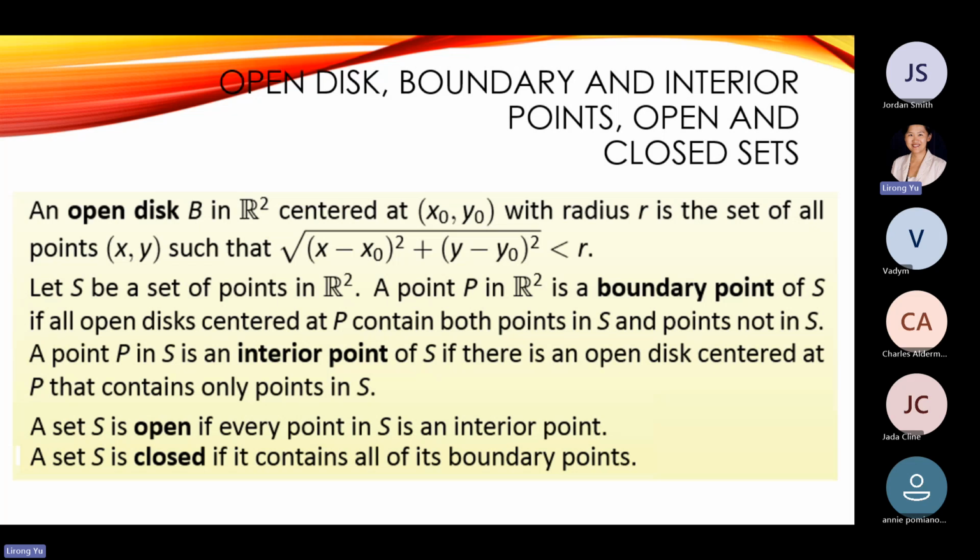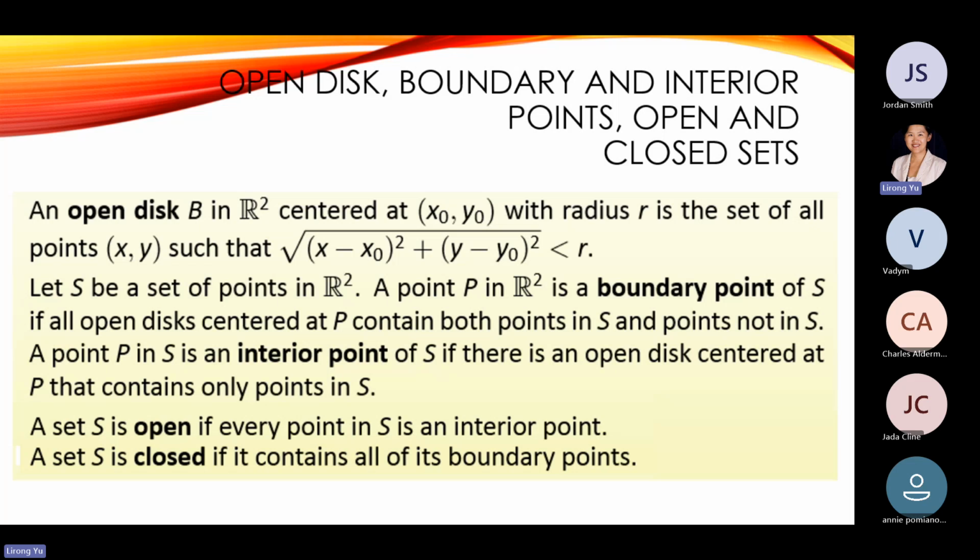So first we define what is considered an open disk in the two-dimensional space. An open disk centered at a point (x0, y0) with radius r is the set of all the points (x, y) such that the distance from the point (x, y) to the point (x0, y0) is smaller than radius r. And that's what we mean by an open disk. So basically we use a little circle of radius r to identify that region in the two-dimensional space.